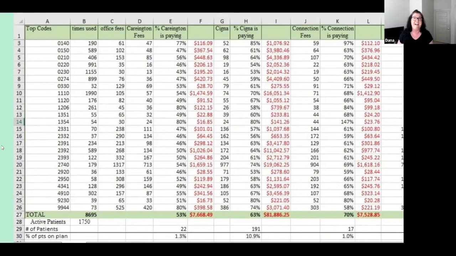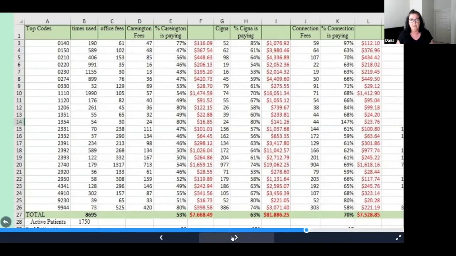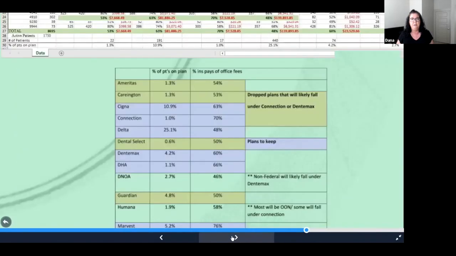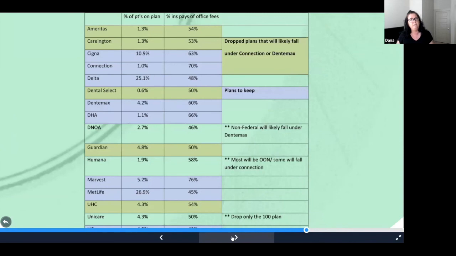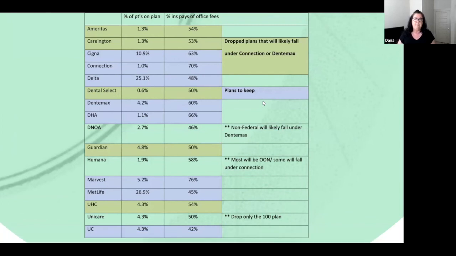Now, DI can tell you exactly what it is. So that's another really cool tool that DI has. For argument's sake right now, I just want to show you that this is the information that we put together to help you come up with a plan of action of what to drop. Now, this is what it looks like. You can see here the percentage of patients, the percent of the insurance of what they're paying, and then how we determine what plans to keep and what plans to drop. And then we're going to send you that in a Word document.